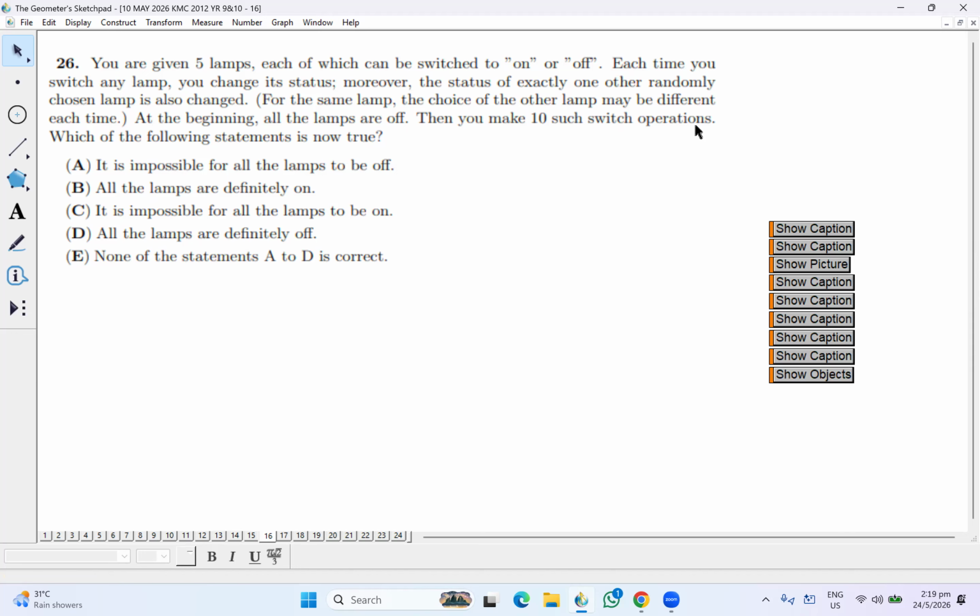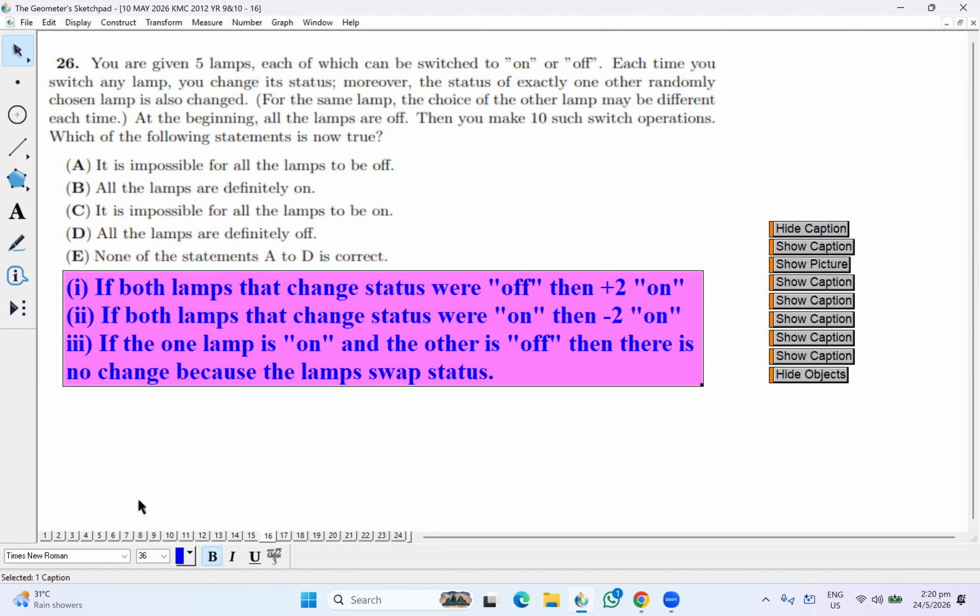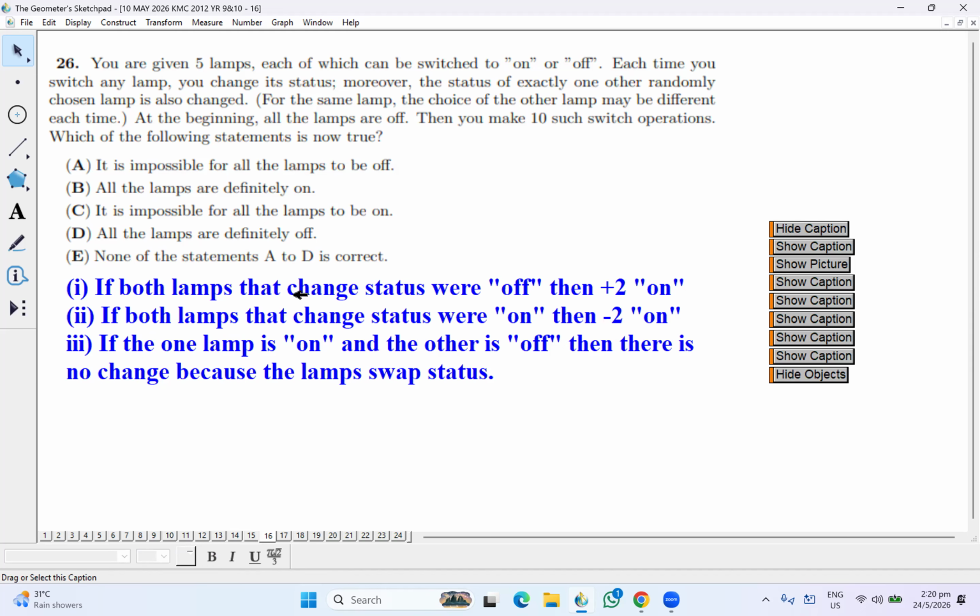This type of question regarding on and off, we say parity. Parity means either plus or minus, or even and odd, usually like that. The number is either even or odd. Sometimes it's either plus or minus. So if both lamps that change status were off, then it becomes +2 on.